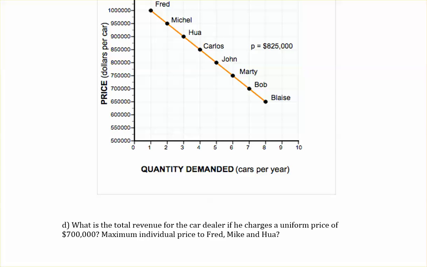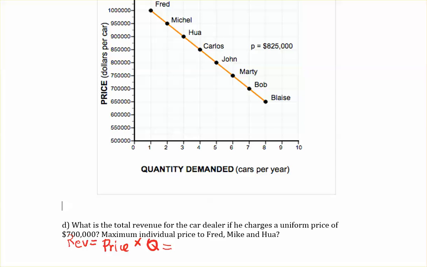Before we start to answer this question, you need to know how to calculate the revenue. In order to calculate the revenue, you need to know two components. The revenue is equal to the price times the quantity. Now we know the price if it is charged by the uniform price. That is $700,000. How about the quantity?